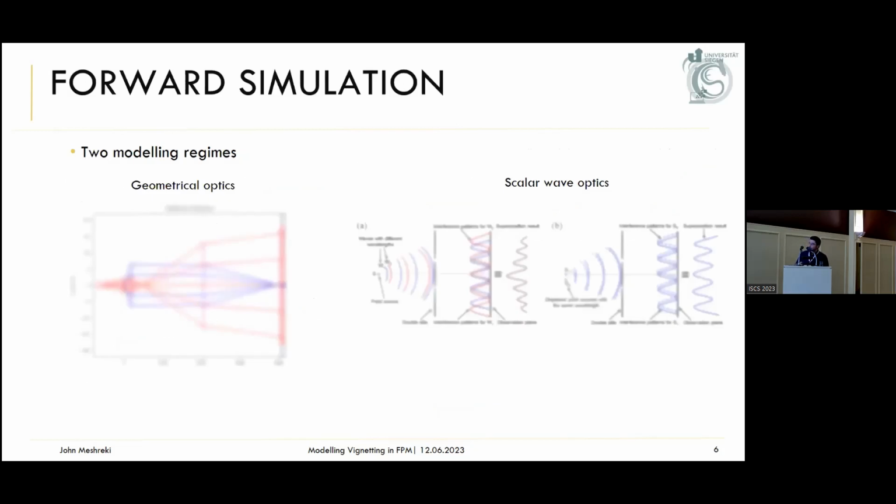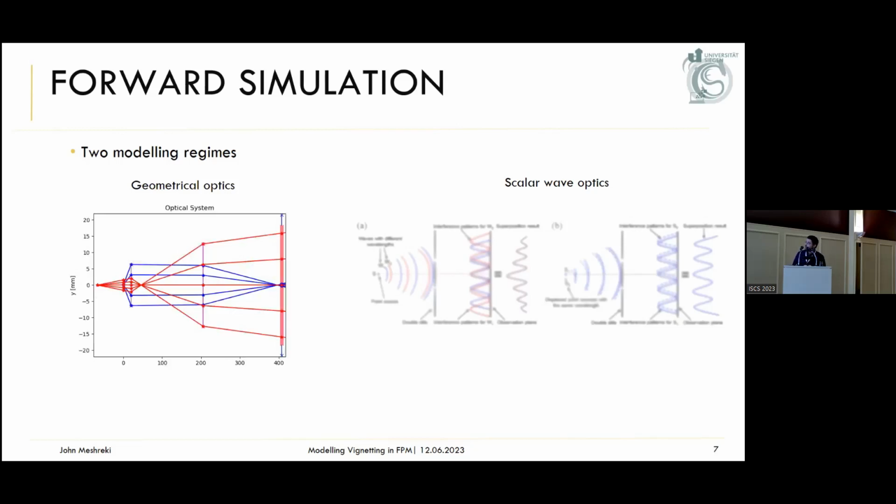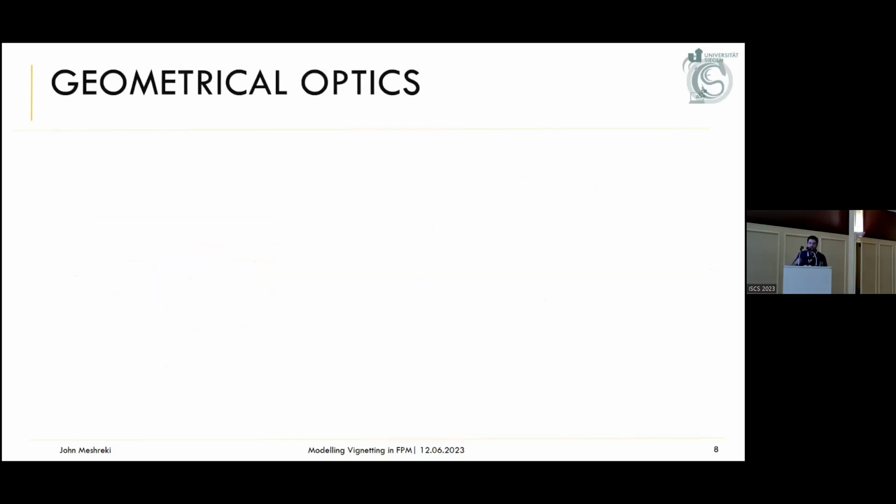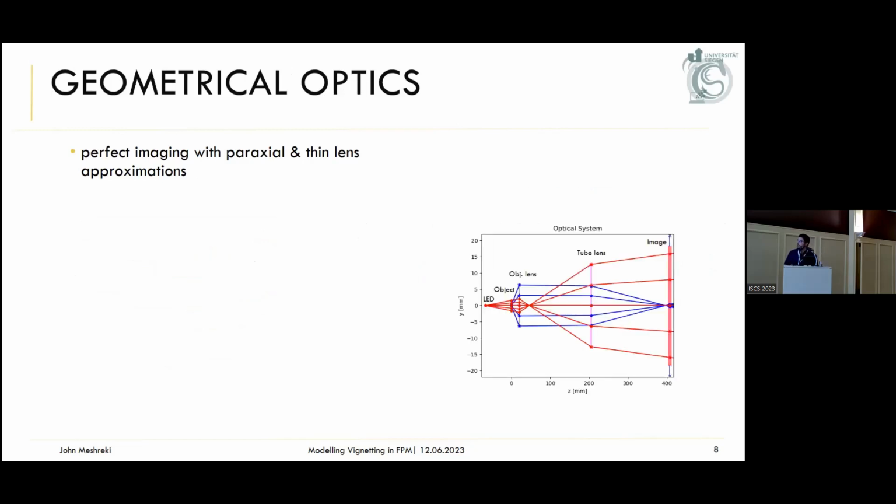So how do we get this more precise forward simulation? We have two modeling regimes. The first is geometrical optics. The second will be the scalar wave optics. So we'll start with geometrical optics because it's the simplest and the easiest to interpret and understand model. And here we're using perfect imaging with paraxial and thin lenses approximation.